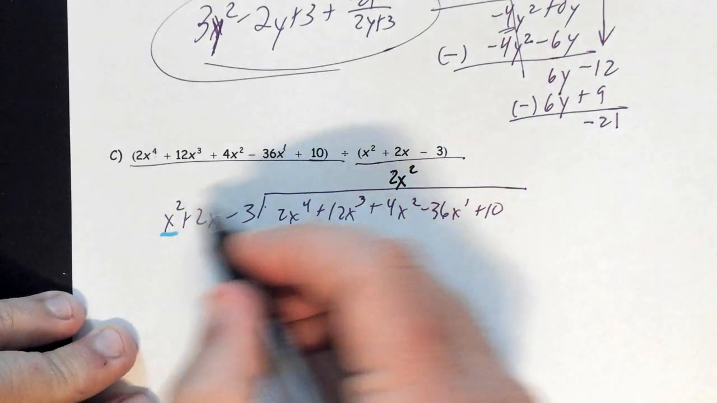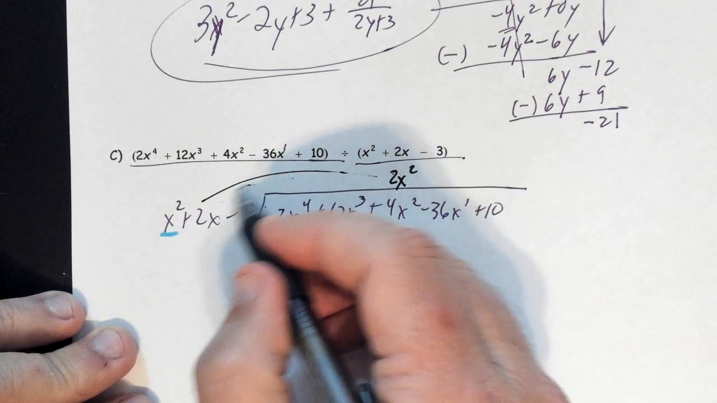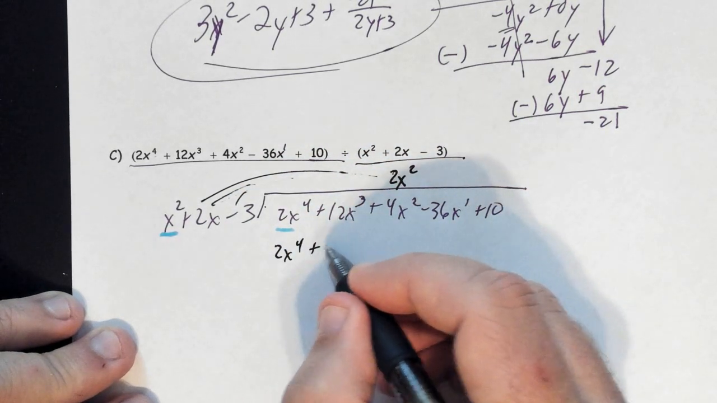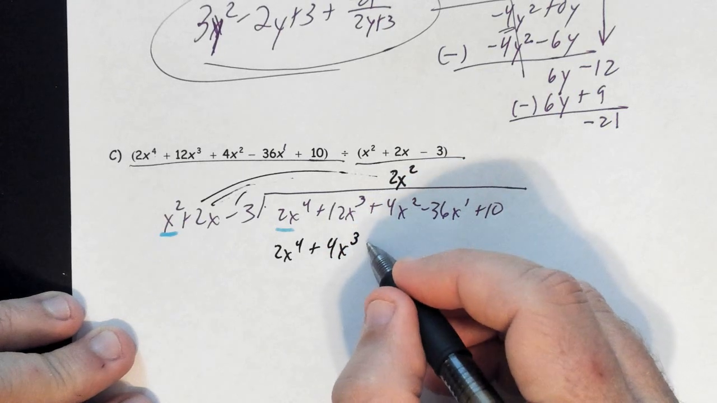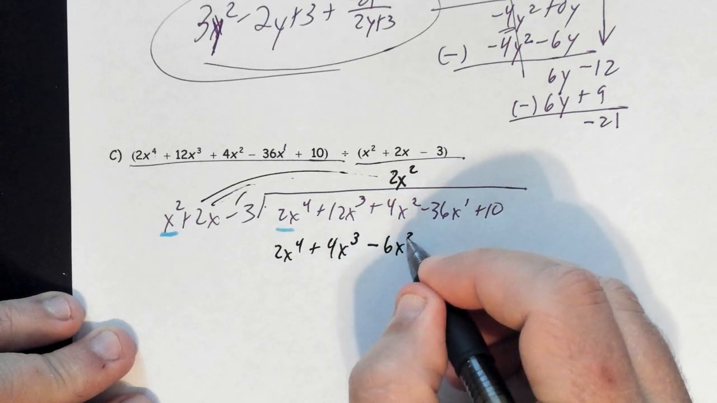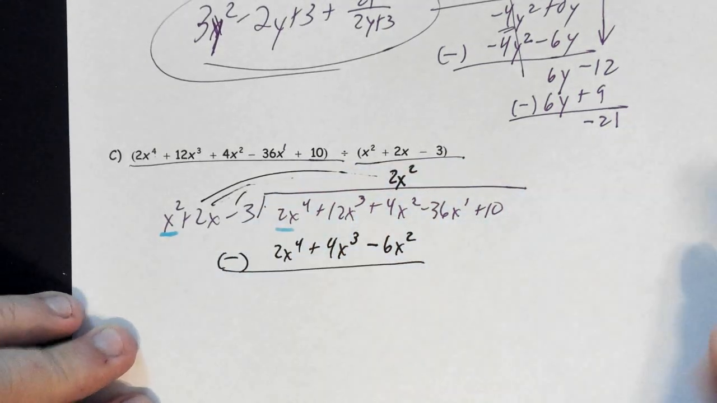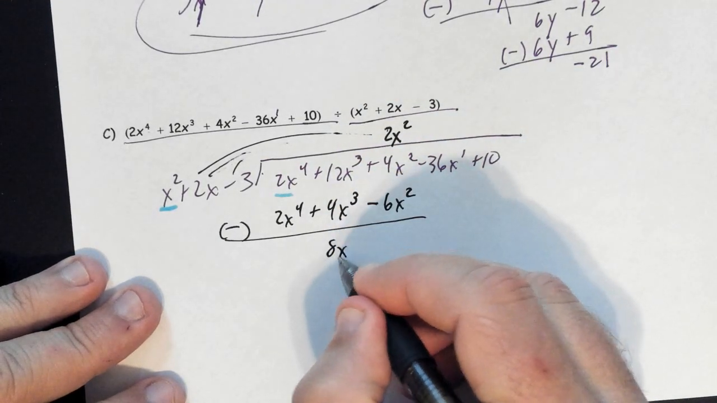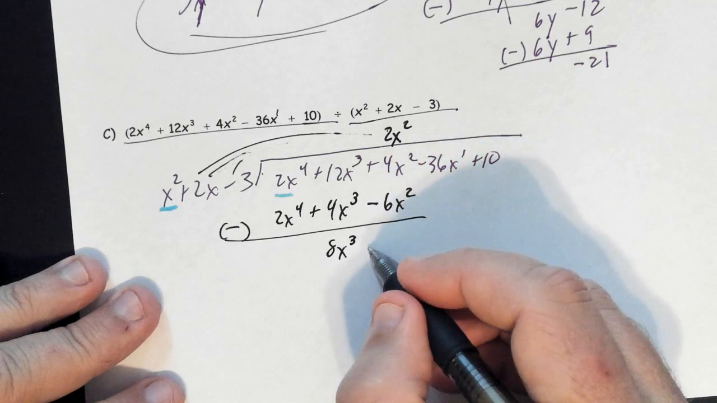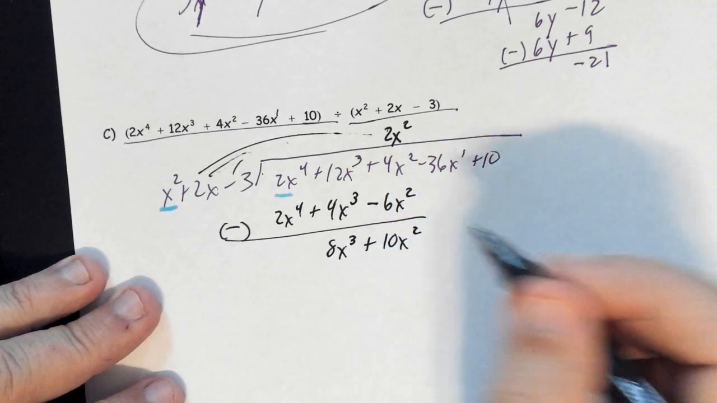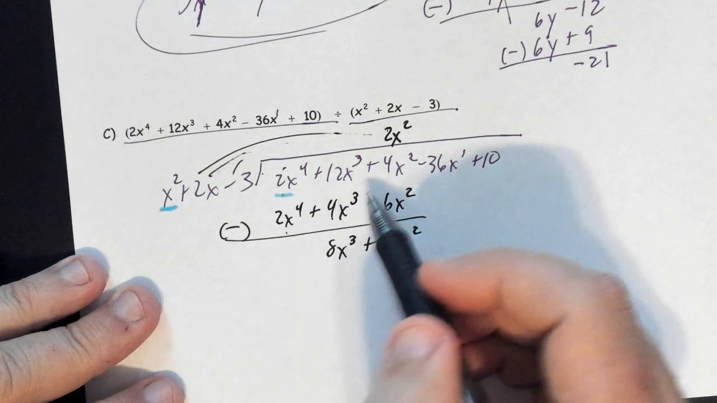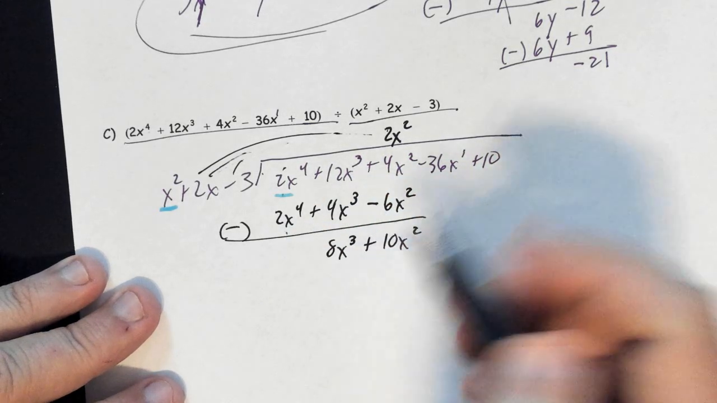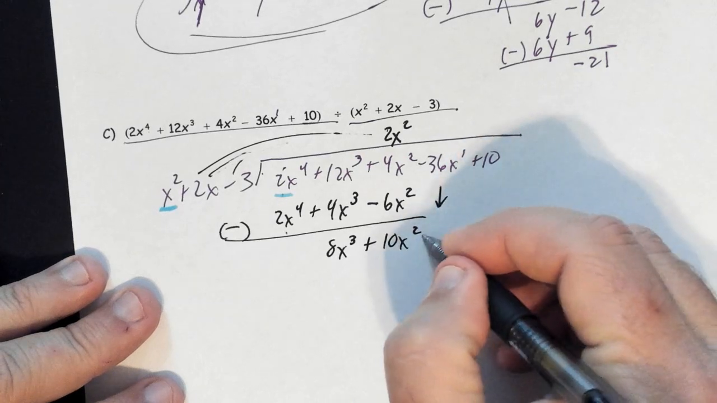And we're going to multiply. Now when we multiply, we got to multiply times everything. So 2x to the 4th plus 4x cubed. Notice how they line up right on top of each other. Minus 6x squared. And we're going to subtract. So as I subtract, we're going to get 8x cubed plus 10x squared. Notice the 2x to the 4th cancel. That's subtract 12 minus 4, and this is 4 minus a negative 6, which is positive 10. Bring down our next term.